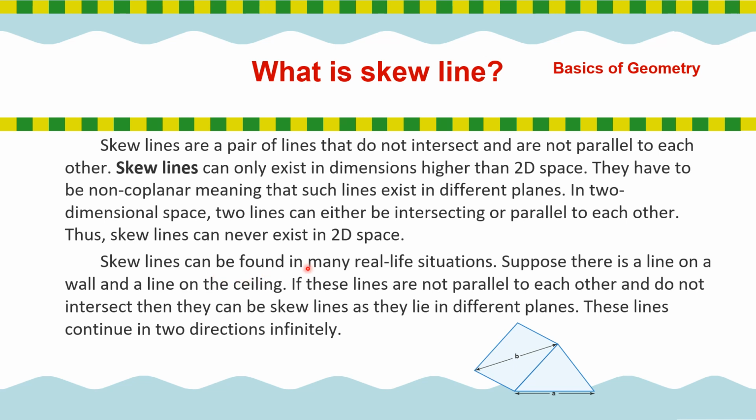Skew lines can be found in many real-life situations. Suppose there is a line on the wall and a line on the ceiling. If these lines are not parallel to each other and do not intersect, then they can be skew lines as they live in different planes. These lines continue in two directions infinitely. Okay, now how are we going to get the example of a skew lines?